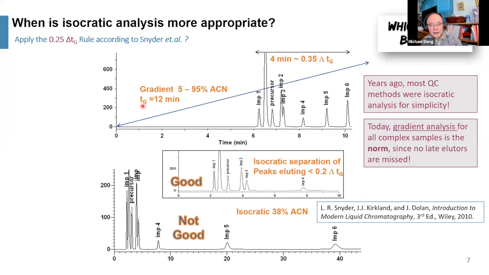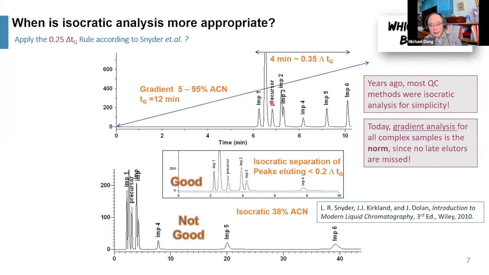Now, if you look at the range, it's 5 to 95%, right? So all the peaks eluted between 35% of the TG, right? So how do I get that? The TG is 12 minutes. All the peaks elute in about 4 minutes, which is about 35%. So that means that it's exceeded that rule of thumb, right? So you really need a gradient assay to do it properly, right?